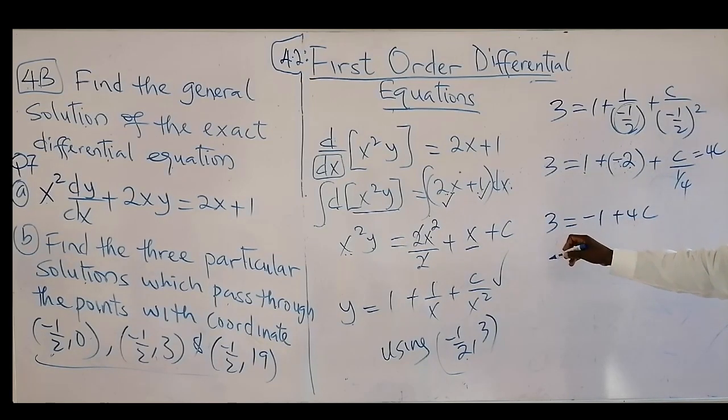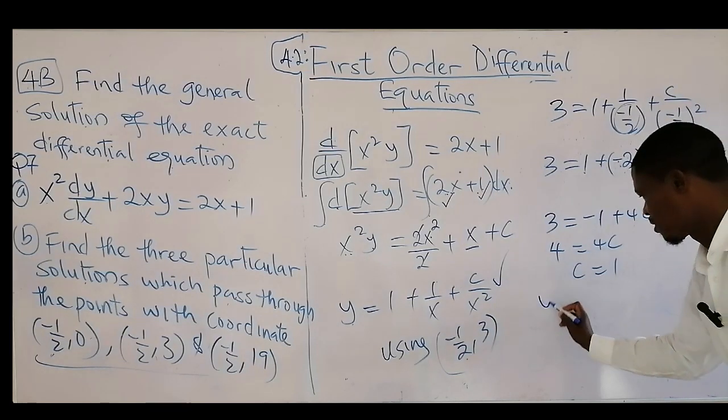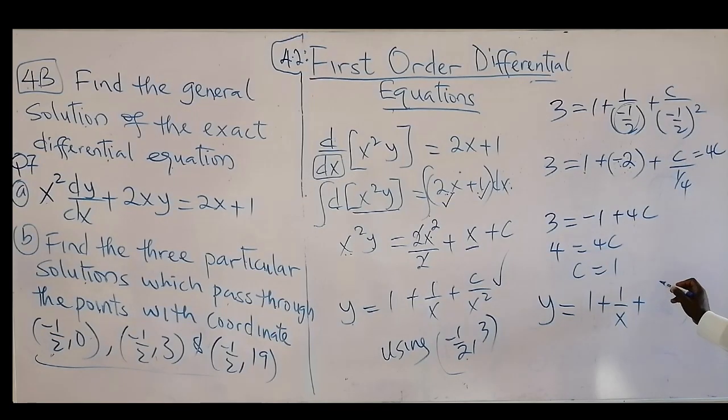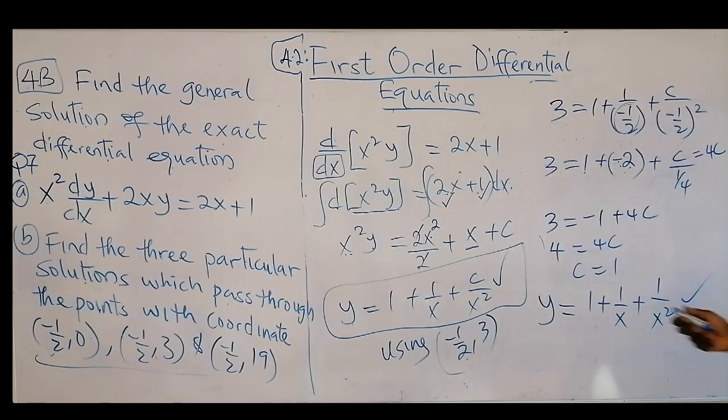Move this one to the other side, we have this equal to this. So c is 1. So the second particular solution will be, just come back here and begin to substitute your c. Your c is 1 here, and that's the second particular solution. Let's get the third one using the coordinates.